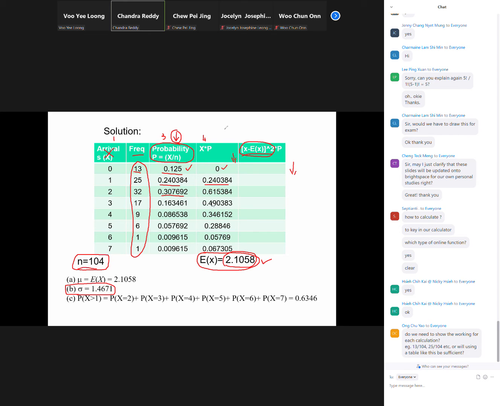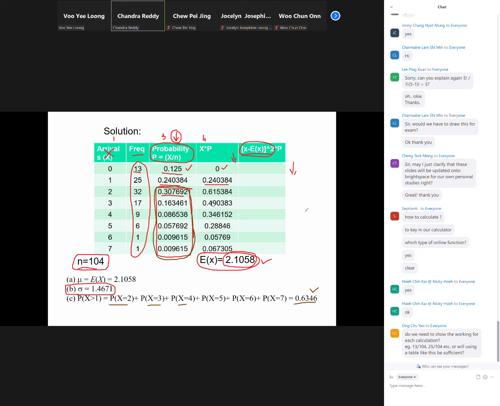The third part of the question asks: what is the probability that there will be more than one mortgage approval? More than one mortgage approval means you have to add up all these probabilities for X greater than 1. I use a different color. So you add up the probability of X equal to 2, plus the probability of X equal to 3, etc. Once you do this, you will get 0.6346.